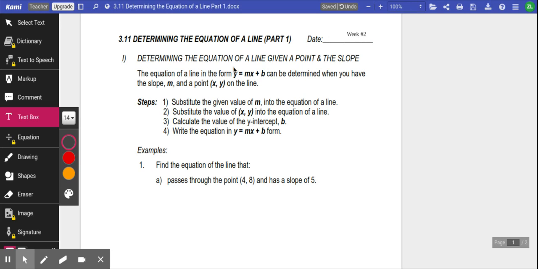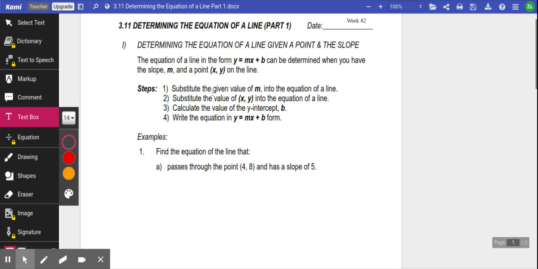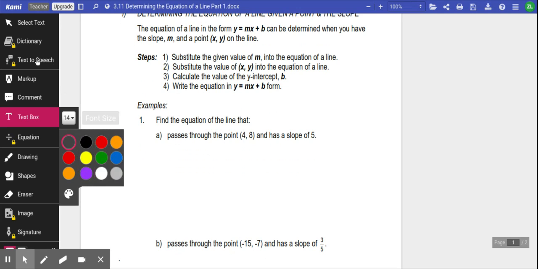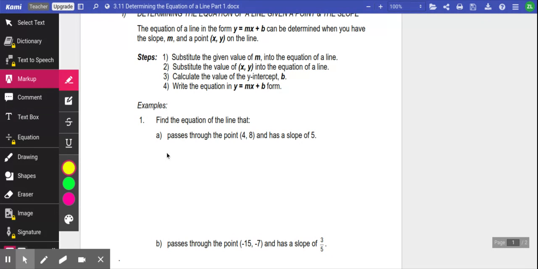So as we know, the equation of a line in the form is y equals mx plus b, where m is our slope, b is our y-intercept, and y and x are just points on the line, okay? So our job is to substitute the value of m into the equation, and then substitute a value, x and y, into the equation of a line, and then calculate our b or our y-intercept and write the form out. So in this situation here, we've got a line that passes through the point 4, 8, okay, and something that has a slope of 5.